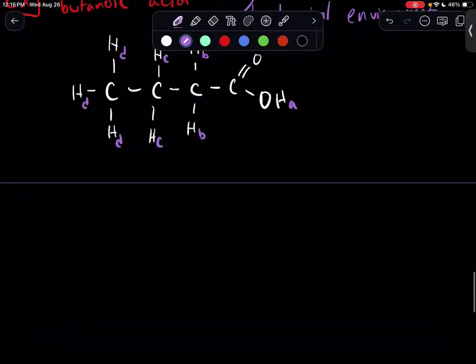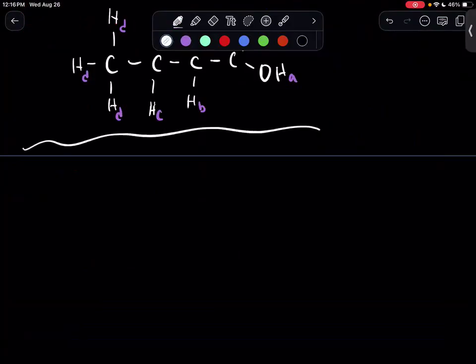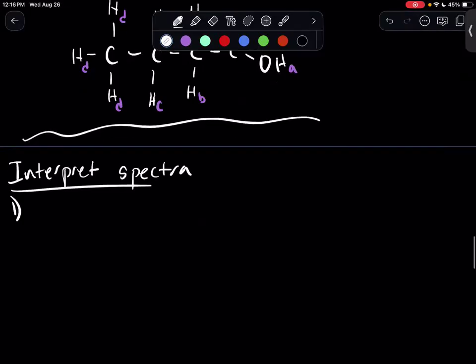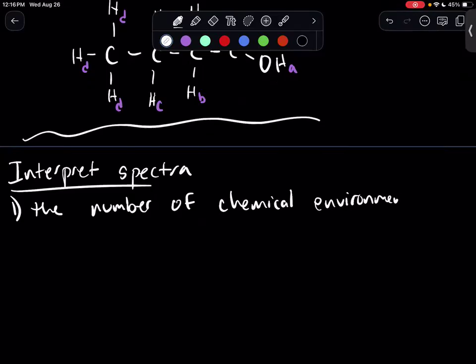So now going back to spectra, how do we actually interpret it? Well, there's a couple aspects we need to focus on. There's specifically 4 different aspects. First, the number of chemical environments is shown by signals. We saw that in that example above.